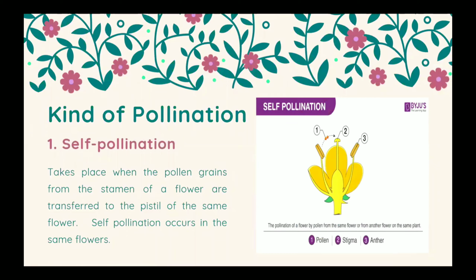Okay, so that is the pollination and fertilization of plants. Now we have self-pollination and cross-pollination. Self-pollination takes place when the pollen grains from the stamen of a flower are transferred to the pistil of the same flower. As you can see in the picture, self-pollination occurs in the same flower.